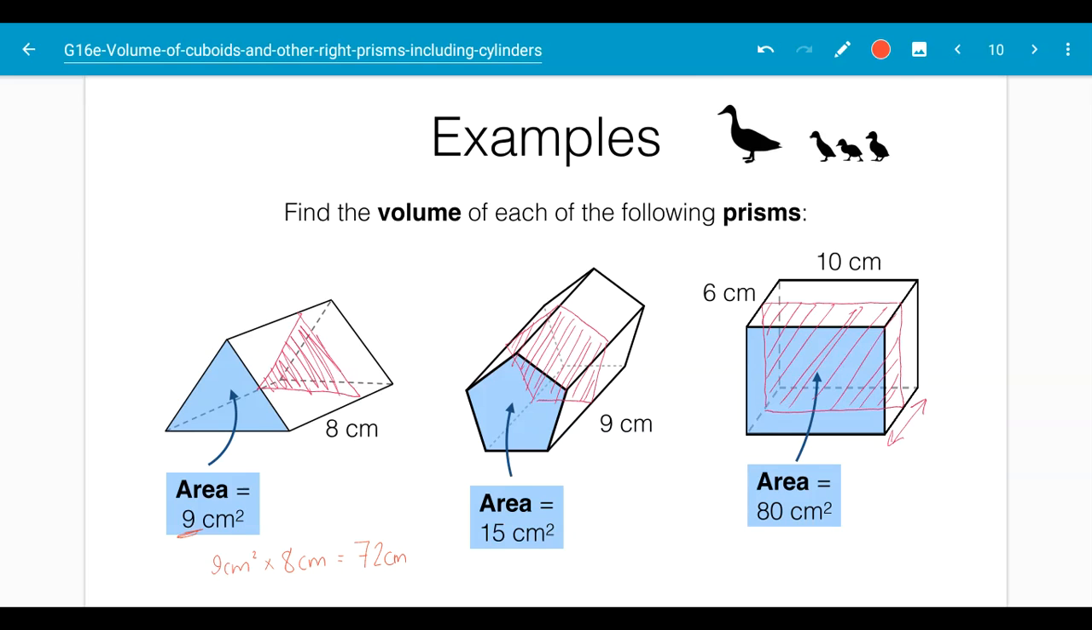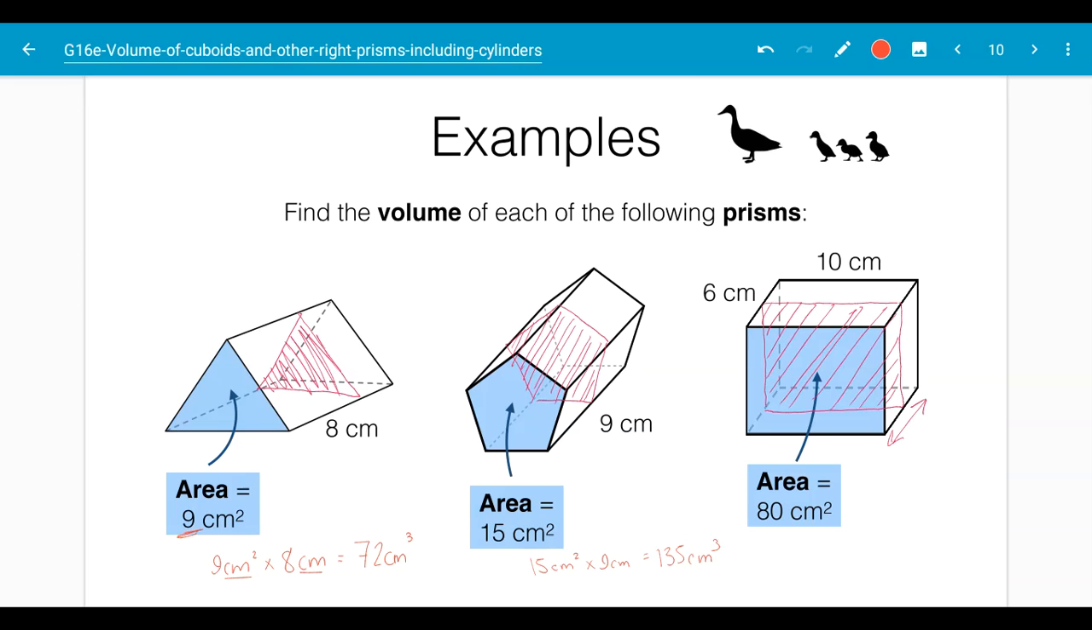Now notice, I've got centimeters squared times by centimeters. I get an extra power on my centimeters. They become cubes. Likewise here, I've got 15 centimeters squared multiplied by 9 centimeters. We get 9 times 5 is 45. Times that by 3, we get 135 centimeters cubed.